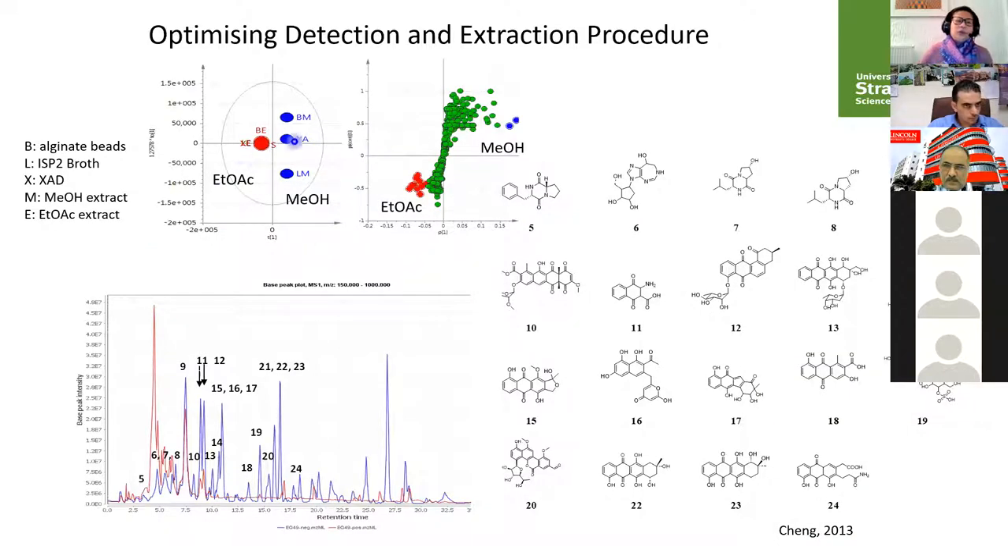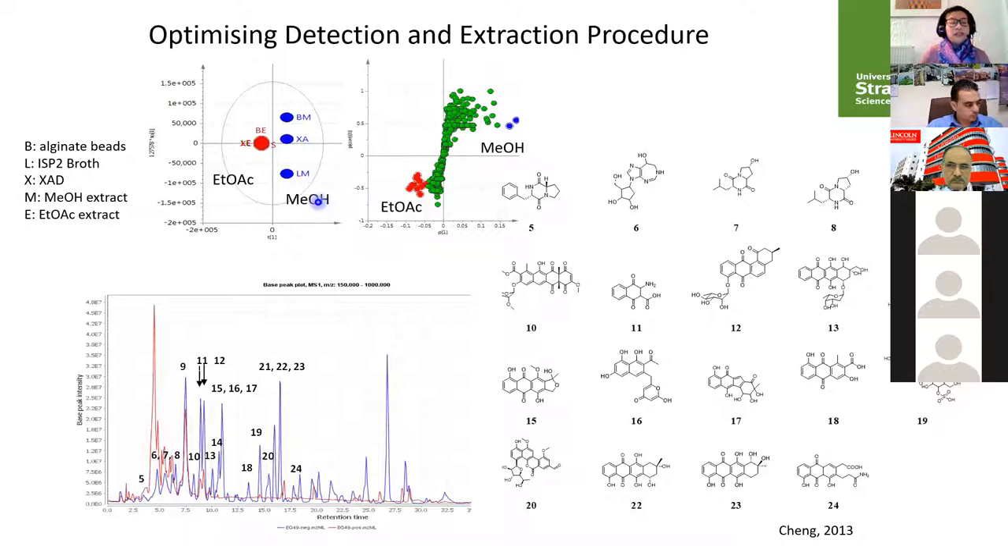So what we find here are two types of multivariate analysis plot. On the left is the so-called score plots, and these dots here represent the different extracts. On the left of the plot, the left two quadrants represent the active extracts, and on the right represents the inactive extracts. So as we will see here, the ethyl acetate extracts were found to be active, and the methanolic extracts were found to be inactive.